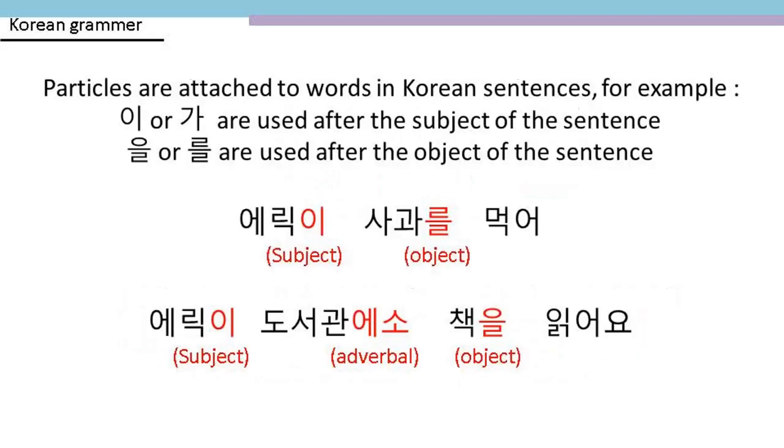Particles are attached to words in Korean sentences. For example, 이 and 가 are used after the subject of the sentence, and 를 or 을 are used after the object of the sentence.